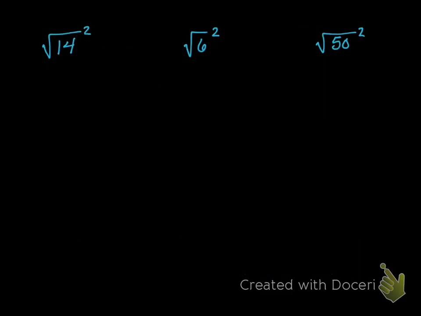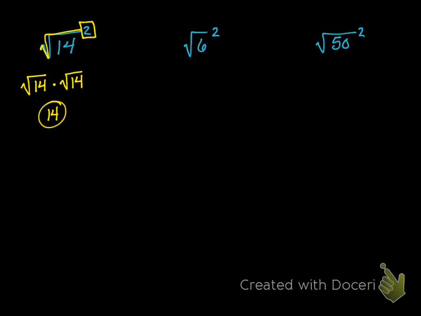Okay, let's talk about a few different things here. If we square a square root, like we have here, in essence we're saying this is the square root of 14 times the square root of 14, because we know something squared is that thing times itself. And when we see something like the square root of 14 times the square root of 14, we know our answer is 14.